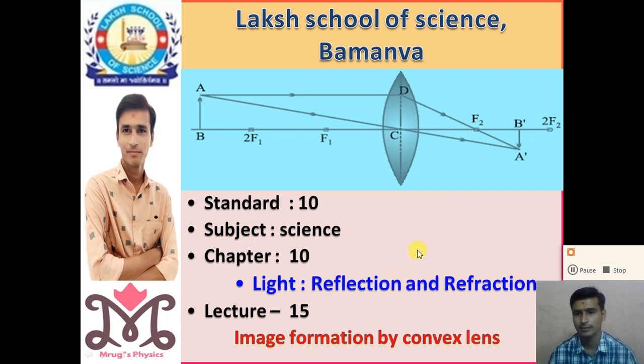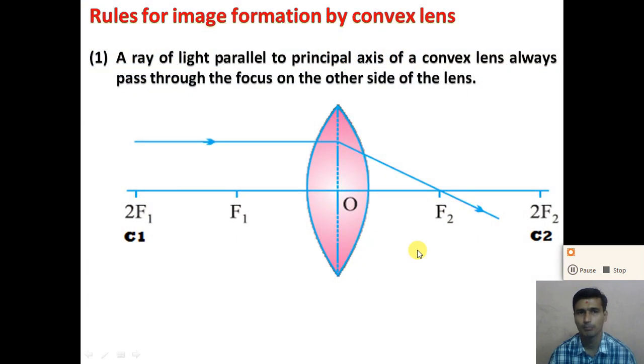So let us start with the rules for making a ray diagram by a convex lens, right? What do you mean by the convex lens, dear student? If both the spherical surfaces have an outward curvature, the lens is called a convex lens. So here, if we consider this convex lens, the center of the lens is called the optical center. A convex lens has two principal foci, f1 and f2, and two centers of curvature, c1 and c2.